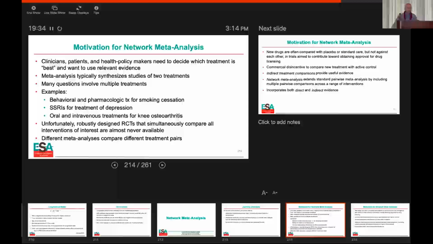So what's the motivation for network meta-analysis? Again, this is sort of in a health context, but people oftentimes need to decide which treatment is best. And oftentimes there's more than 2 choices. So we're used to doing meta-analysis where we're comparing 2 things, but oftentimes we have a lot of different choices.